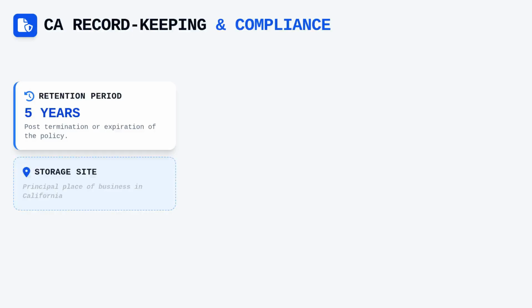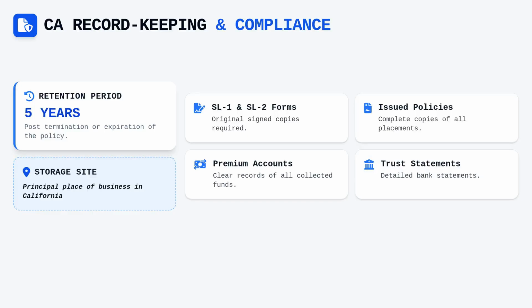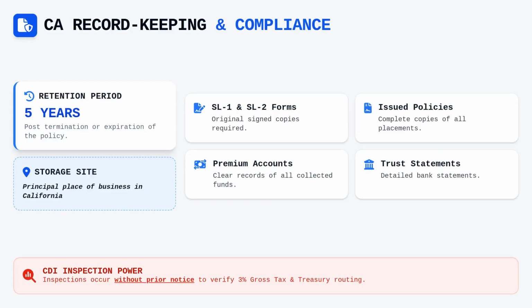These records must be kept at your principal place of business in California and must include the original signed SL1 and SL2 forms, copies of the issued policies, clear accounts of all premiums collected, and detailed bank statements of your trust accounts. The California Department of Insurance reserves the right to inspect these documents at any time without prior notice to verify that the 3% gross tax was calculated correctly and that all funds were routed to the state treasury.